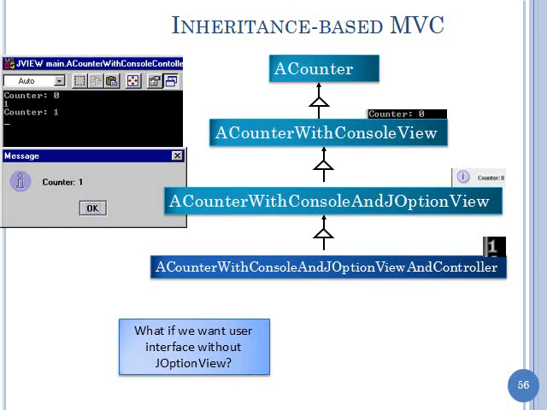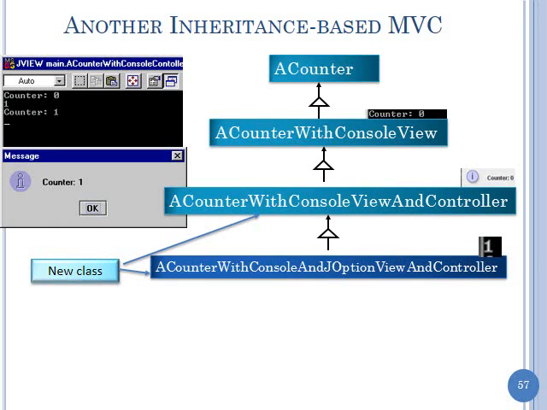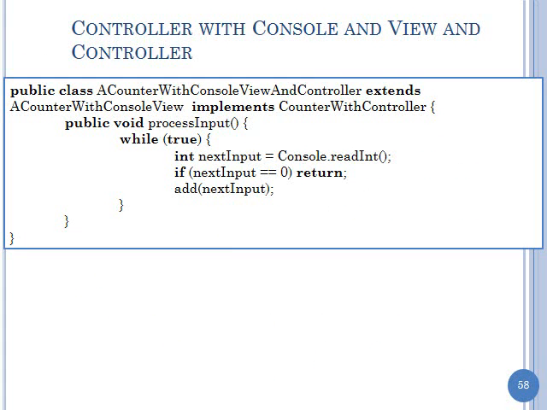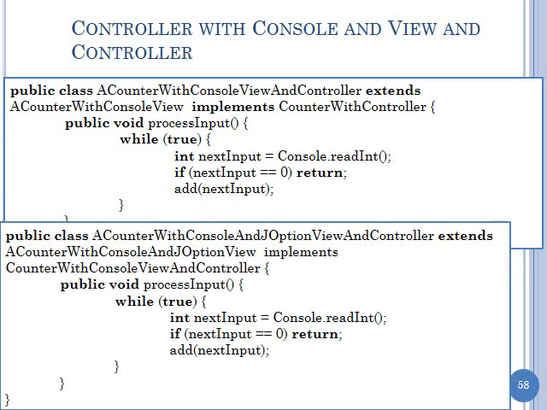What if we want a user interface without JOptionPane? What you have to do is create a new class, a console view and controller, and then you can make a JOptionPane view a subclass of that. And then what if you want something else? So this is not fundamental, and you sort of see this real problem here.